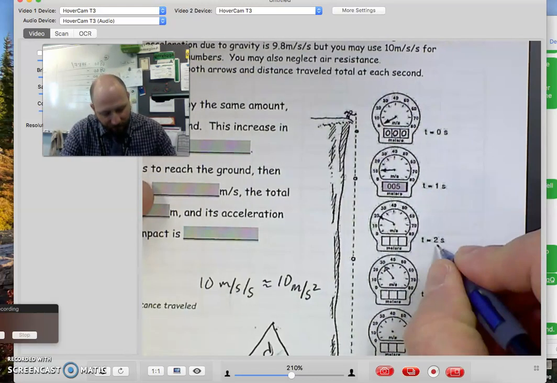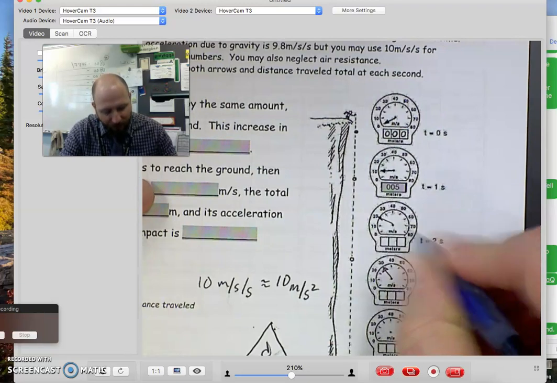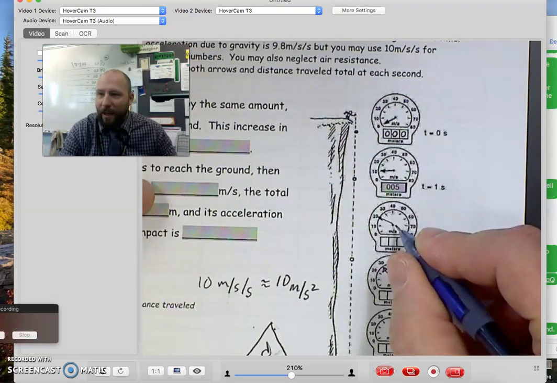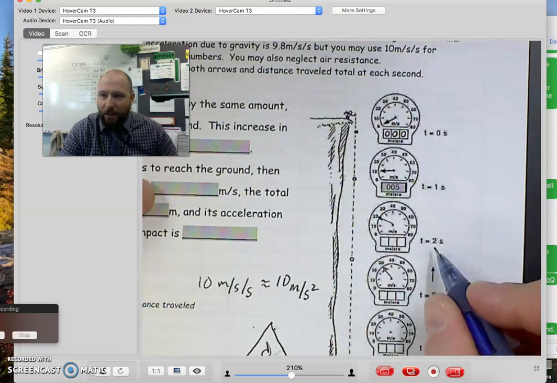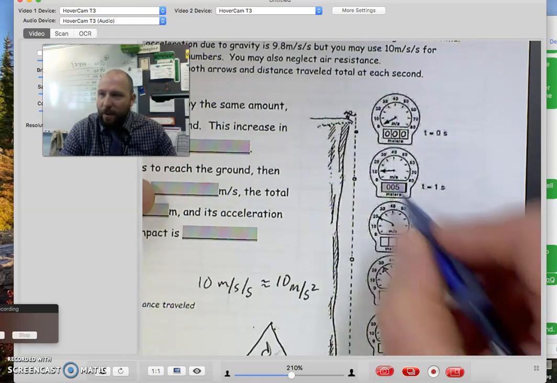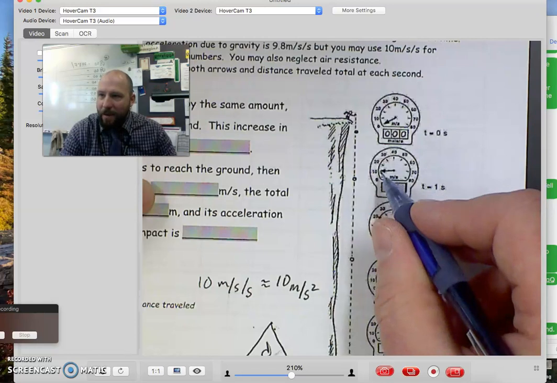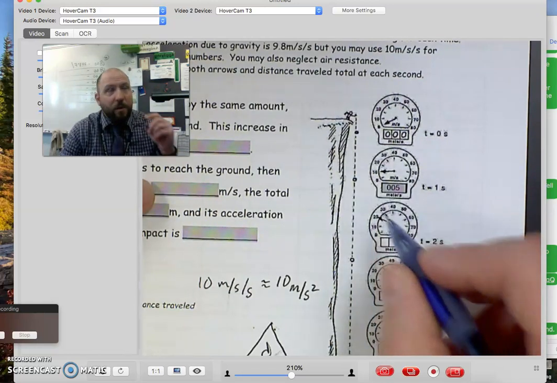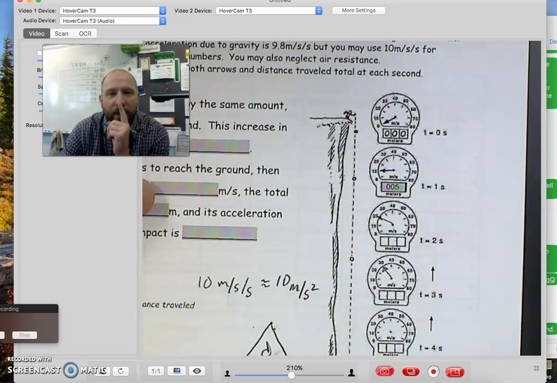So let's look at the next one. So time equals 2 seconds. We know it's going to go 20 meters per second. Before the 2 seconds, so to go from the 1 to 2, the speed was 10, and now the speed is up to 20. So what's the average between 10 and 20? You got it, class. That's 15.